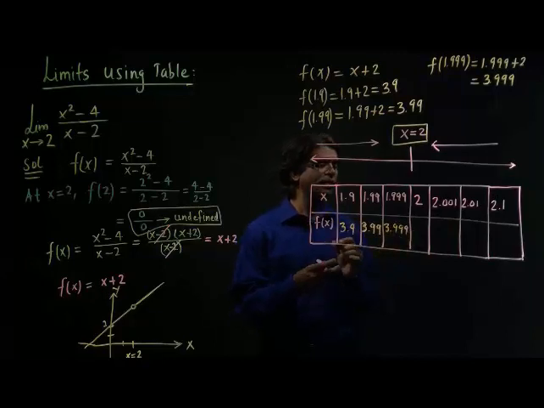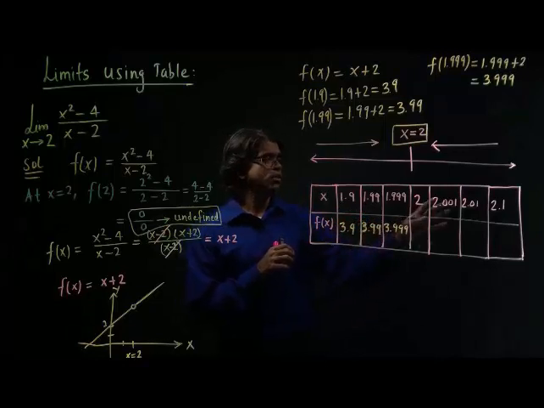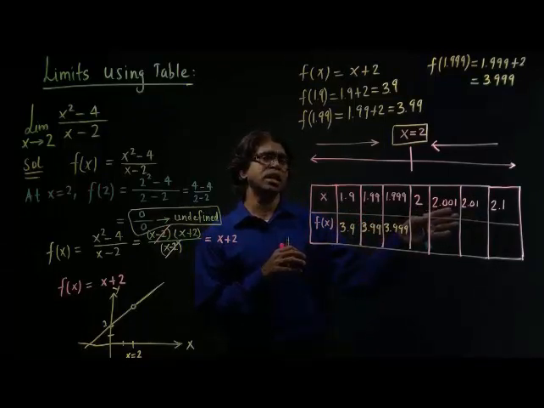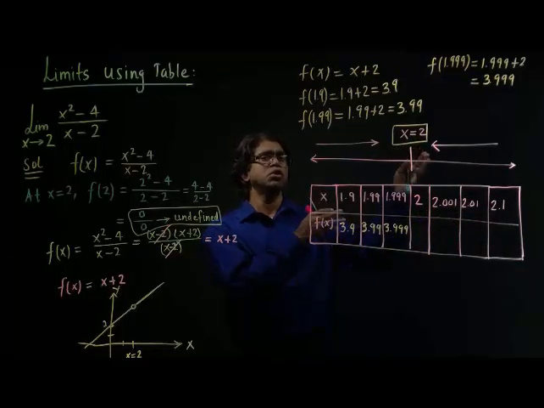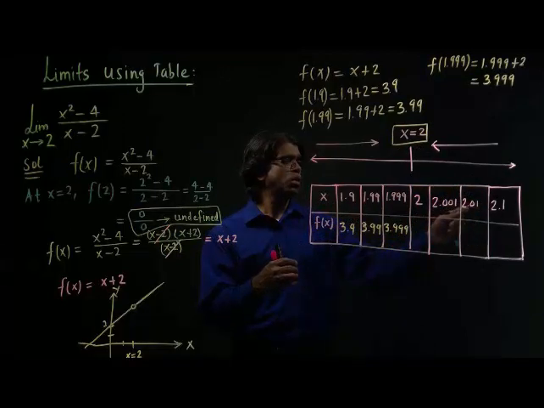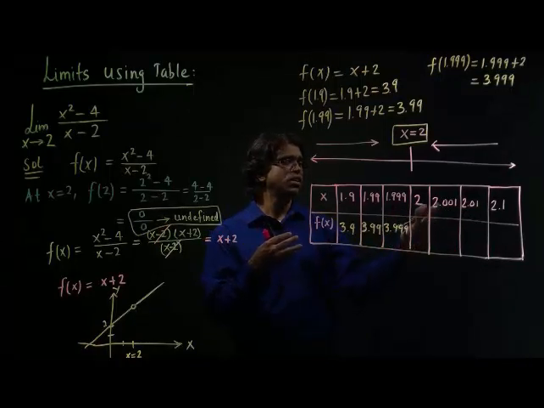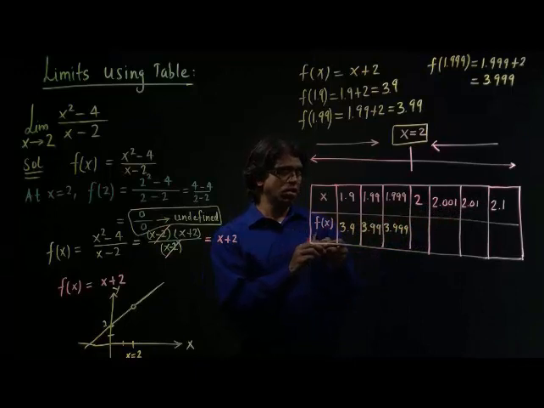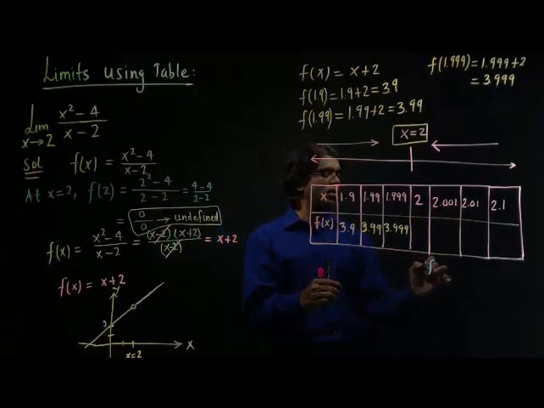Now I'm going to find the value of the function from the right hand side. So basically what I'm trying to say is, if we approach the point x equals 2 from the right hand side, we will hit these points 2.1, 2.01 and 2.001. I want to see the values of the function for these three points. The very first thing is finding the value of the function at 2.1.